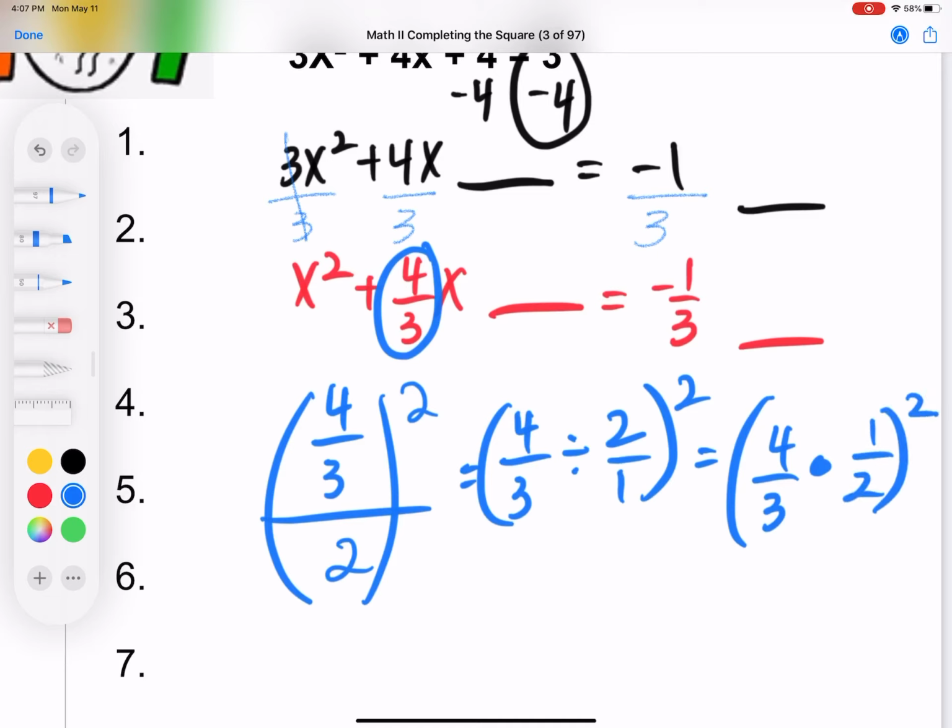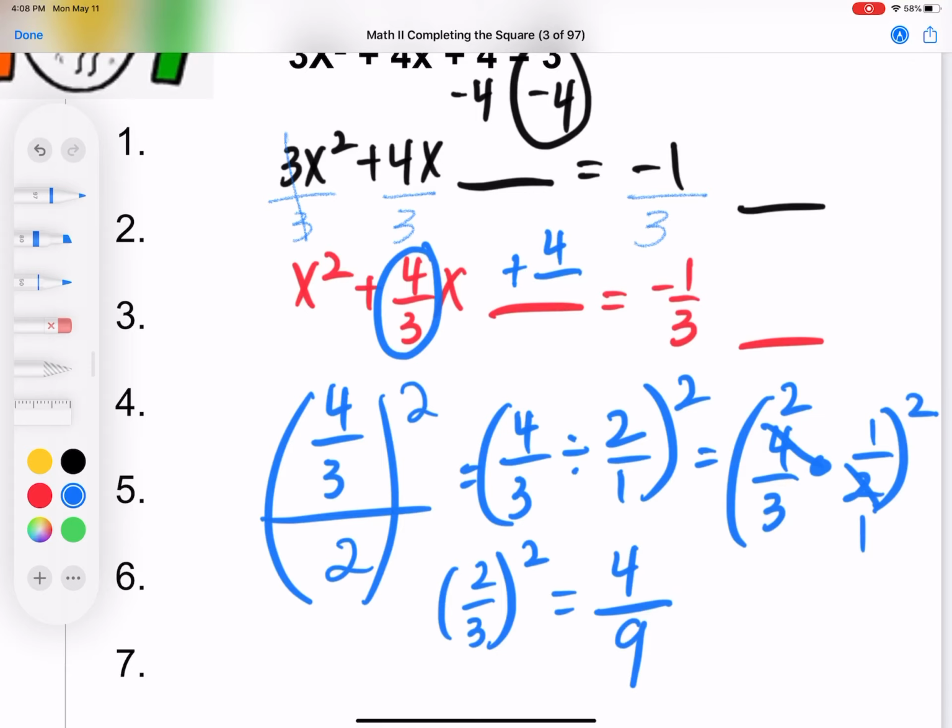So on the right-hand side, we have this, which could be simplified. You have a 4 and a 2, so I could divide both of them by 2. I'm left with a 1 and then a 2. So this ends up being 2/3 squared, and then all you want to do now is square that. So 2 times 2 is 4, 3 times 3 is 9. So that means on both sides we're going to add 4 over 9.